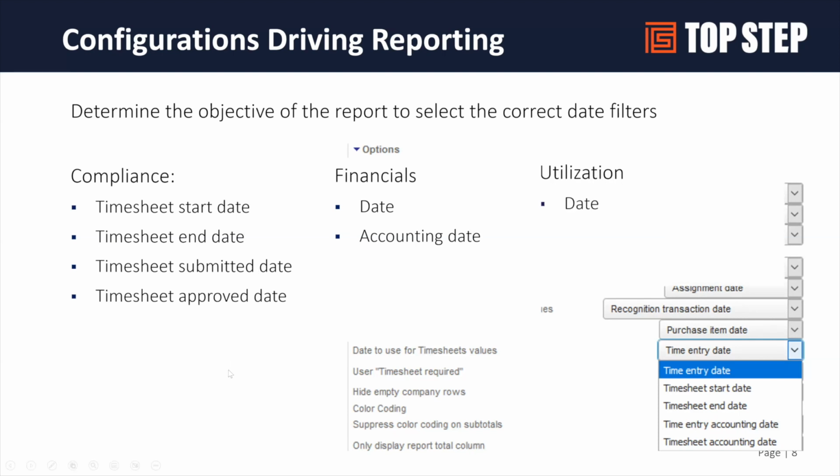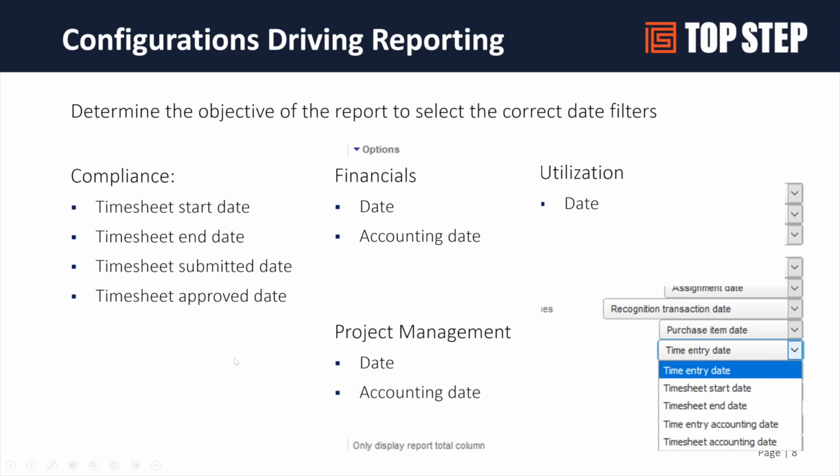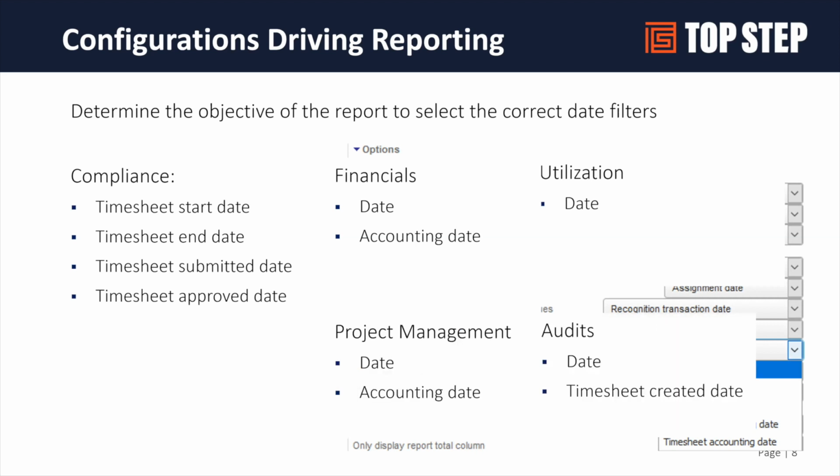Those would be the key elements. If you're doing utilization reporting, generally it's the date of the time entry or the period in which the time was entered. If it's project management, it's going to be either dates. And in audits, you want to look at create dates as well as core dates. So again, a lot of date options. Think about the different ramifications of choosing one over the other.